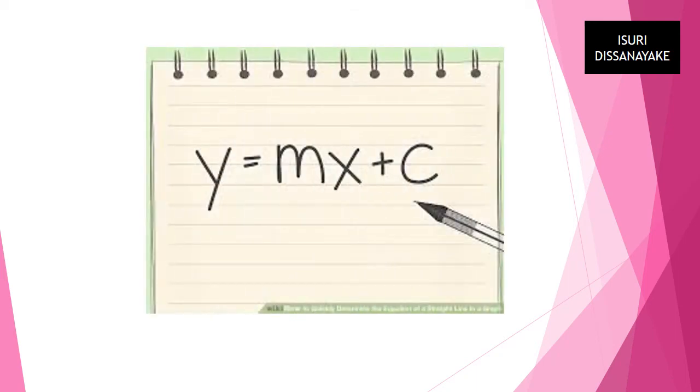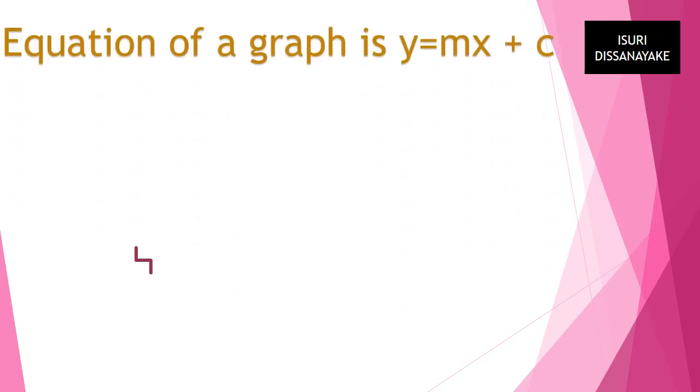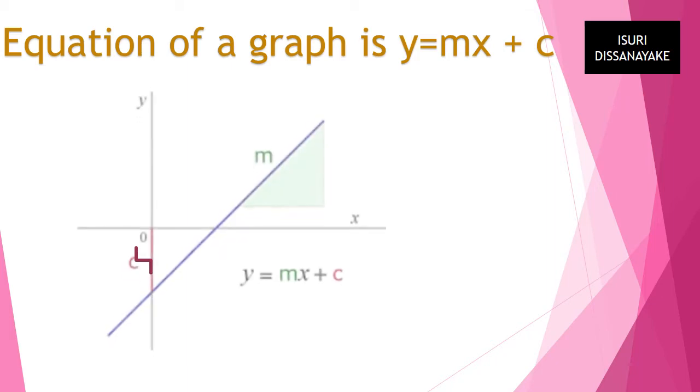Straight line graphs presentation 3. In this presentation, we will be learning what is m and what is c in a straight line graph. Always a straight line graph takes the form of y equals mx plus c. Look at this. An equation of a straight line graph is always y equals mx plus c.